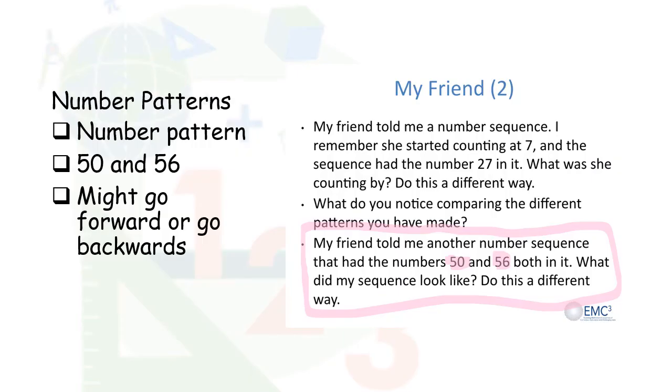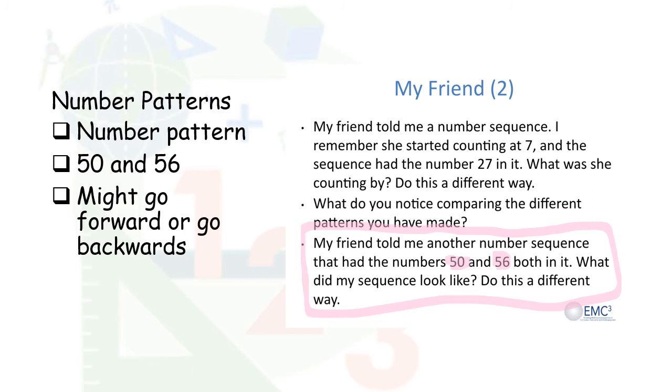Hi, welcome back. Let's go to the last part of this question. It says, my friend told me another number sequence that had the numbers 50 and 56 both in it. What did my sequence look like, and do this in a different way? Well, because it's 50 and I'm using a hundreds chart, I know that the pattern could go backwards from 50 and it could go forwards from 50 as well. It can do both. It doesn't just have to go forward.